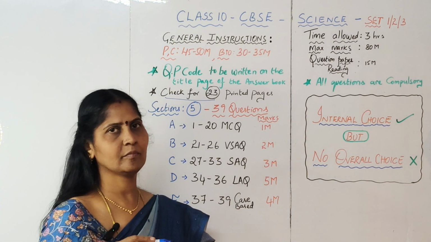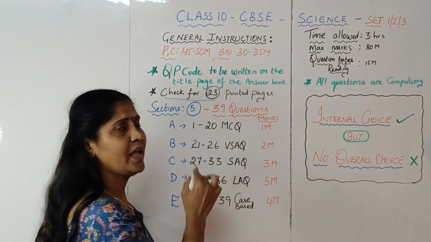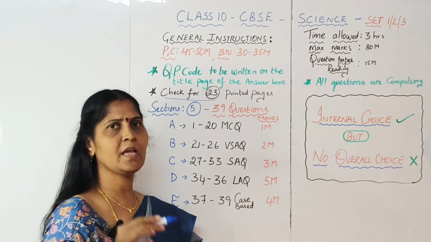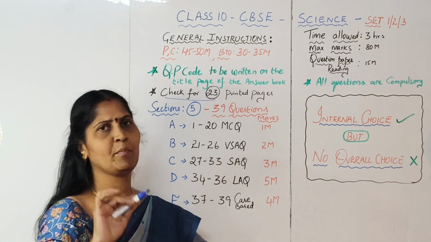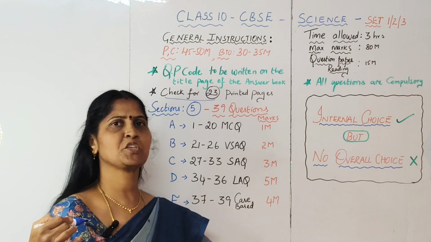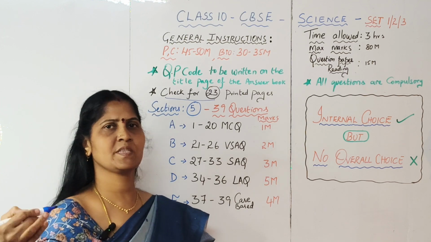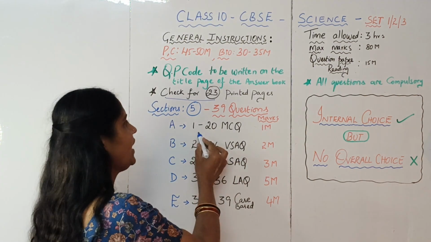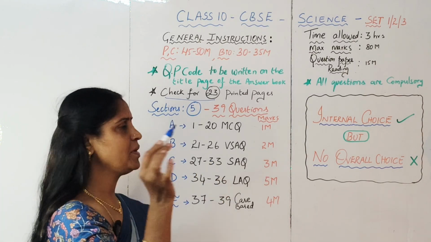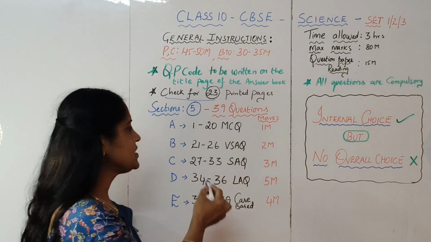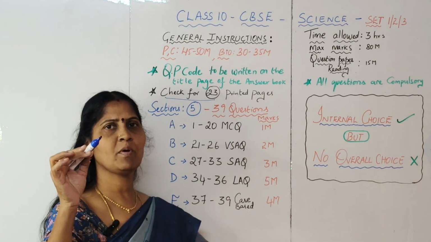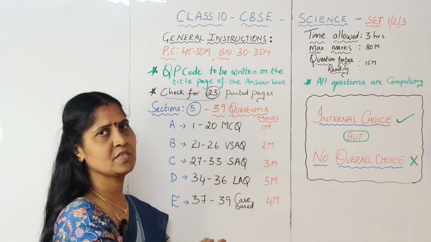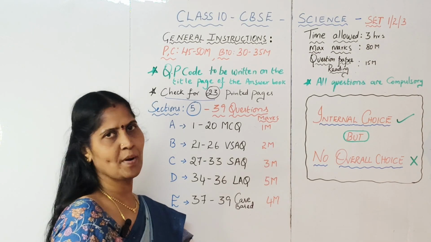So in the science paper, there will be 39 questions, and how many sections? 5 sections are there. Section A will have questions 1 to 20, which will be MCQs, and each multiple choice question will have 1 mark. So it will be a mix and match type. You have some biology, physics, chemistry questions, everything in the MCQ form. Next is section B. Questions 21 to 26 belong to section B, which are very short answer questions, and they are for 2 marks.